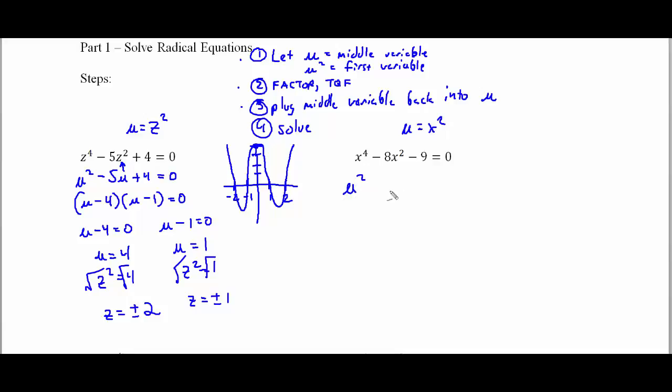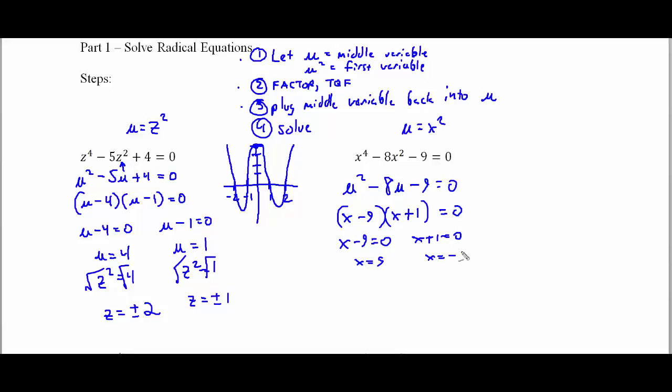That's going to make my first variable u squared, so I've got u squared minus 8u minus 9 equals 0. This is factorable because I can multiply two numbers to make negative 9 and add to make negative 8. So these are my two answers here, 9 and 1, and the 9 has to be negative. If I go x minus 9 equals 0, x plus 1 equals 0, I now have x equals 9, x equals negative 1.